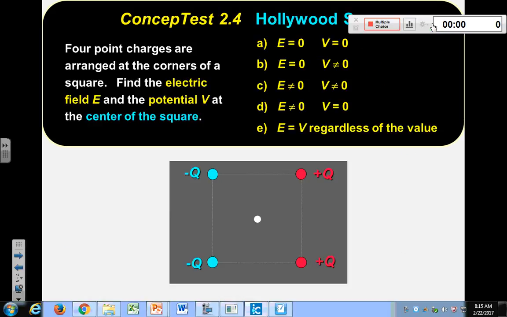Four point charges are arranged at the corners of a square. Find the electric field E and the potential V at the center of the square. So remember electric field from the previous chapter. I imagine a positive point charge here, and I ask myself the direction of the force due to the other charges. So for example, if I'm considering this charge, the electric field would be in that direction. So you go around and ask yourself what the electric field is, and then add up the vectors.